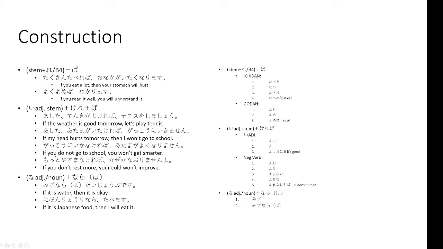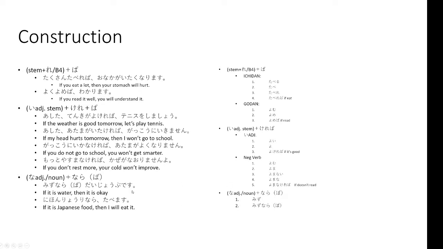First example is, if you do not go to school, you won't get smarter. ここに行かなければ頭が良くなりません. Second example means, if you do not rest more, your cold won't improve. もっと休まなければ風邪が治りませんよ. Now, this is a very important thing to remember, because next couple of lessons start learning about how to say must in Japanese. And the grammar for must uses this negative verb construction.